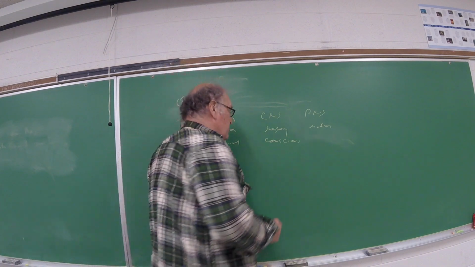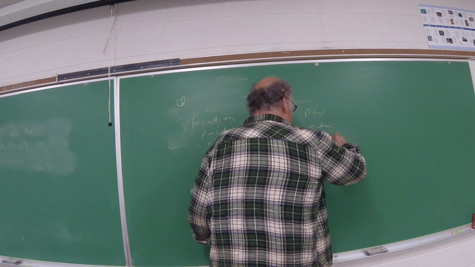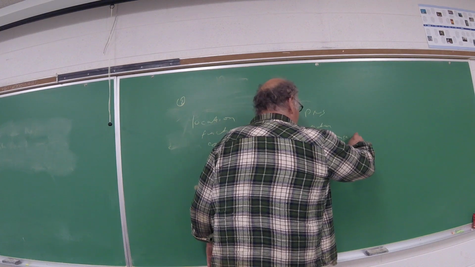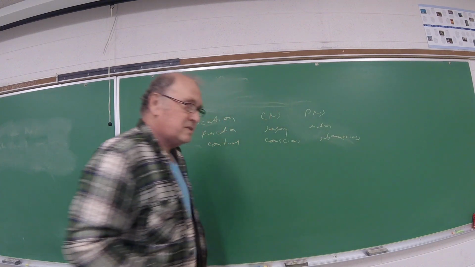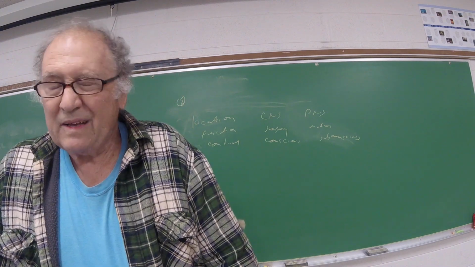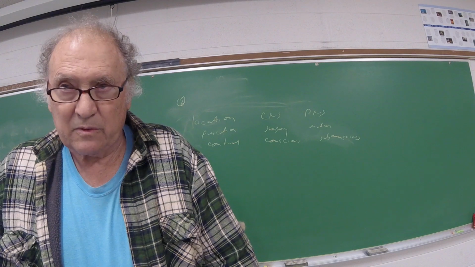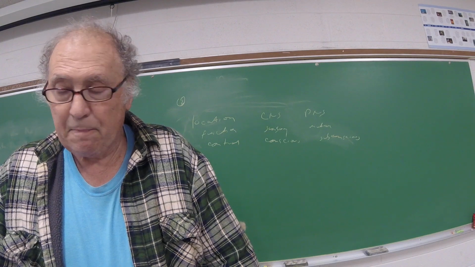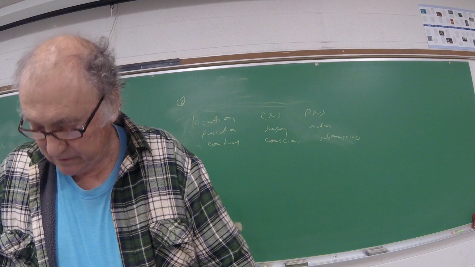C-O-N-S-C-I-O-U-S, conscious. Subconscious. Conscious and subconscious. So those are 3 ways that we can recognize these, kind of organize the billions of neurons that we have, okay? Like that billion. Well, what the hell, it is for emphasis.